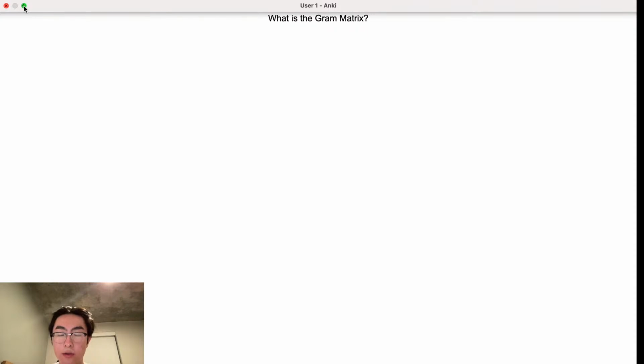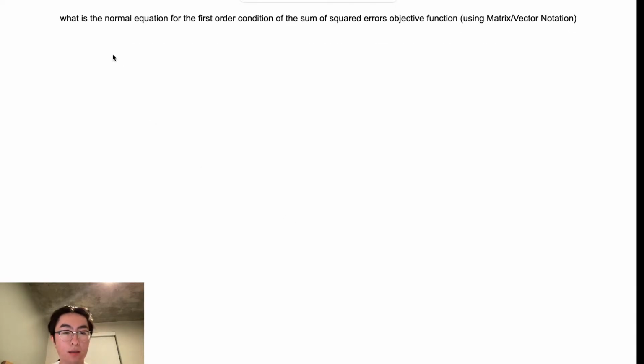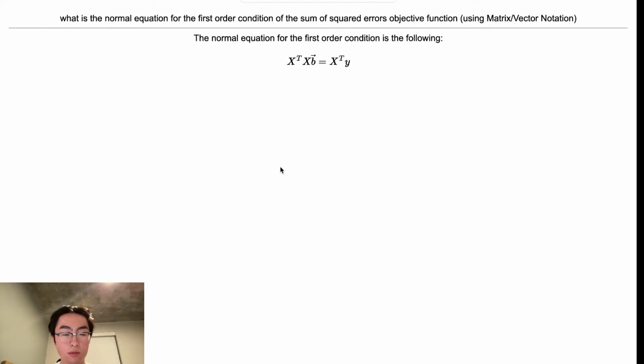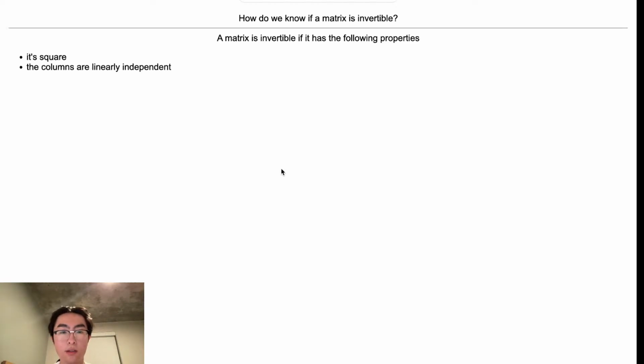Just a result of the matrix matrix product. So X transpose X, the Gram matrix, times b is equal to X transpose y. Okay. Invertible if it's square and also its columns are linearly independent.